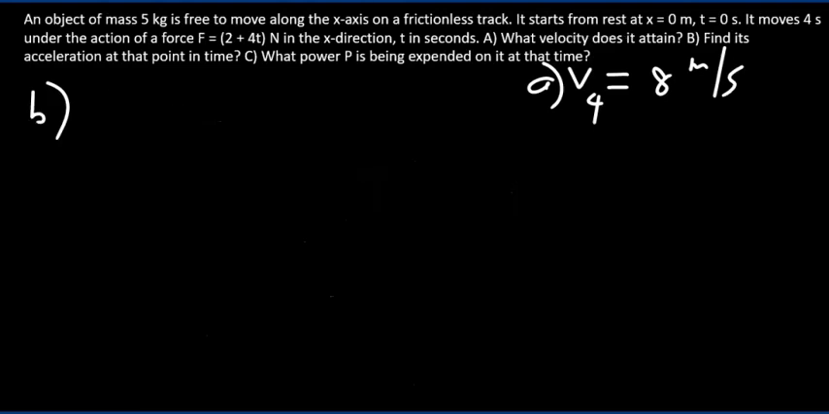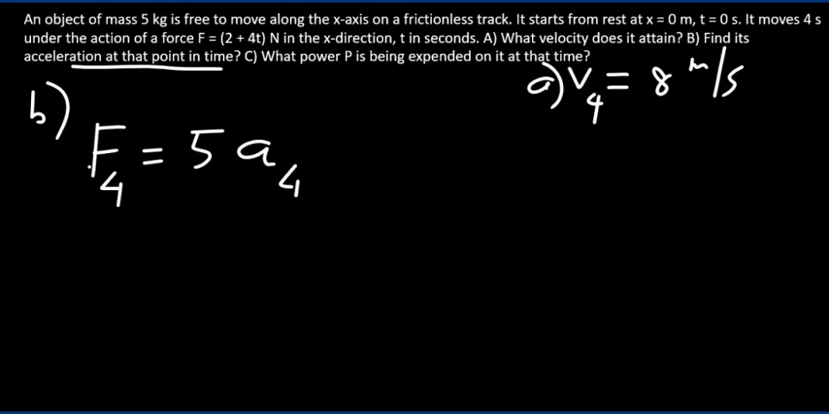So the answer for part A, v at t equals 4 seconds, is 8 meters per second. Now let's look at part B. Find the acceleration at that point in time. Again, from Newton's second law, force at t equals 4 seconds equals the mass, which is 5 kg, times acceleration at t equals 4 seconds.